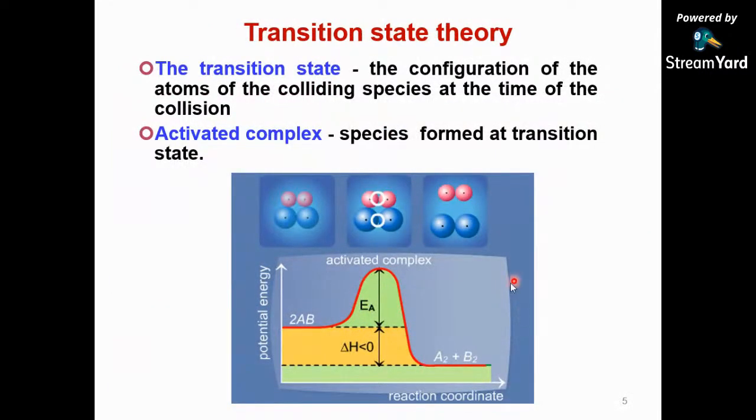Transition state is the configuration of the atoms of the colliding species at the time of the collision. You just have to note here, the y-axis is potential energy. The x-axis is the reaction pathway; normally we say reaction pathway or progress, we seldom use reaction coordinate. And then here is the activation complex, which we also call the transition state. As I said just now, from the peak down to the reactant is Ea, and from reactant to product is enthalpy.